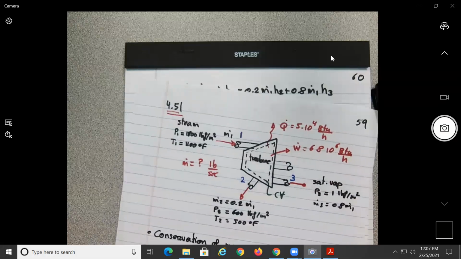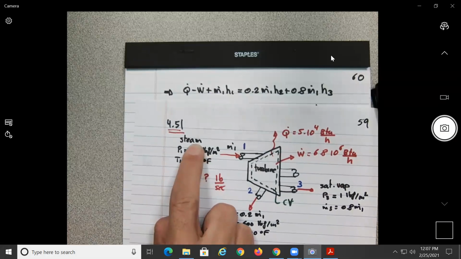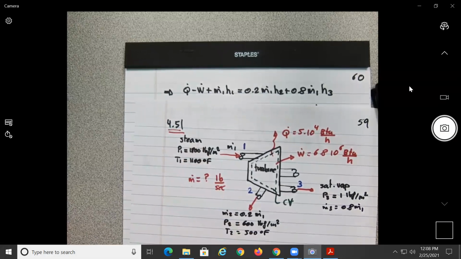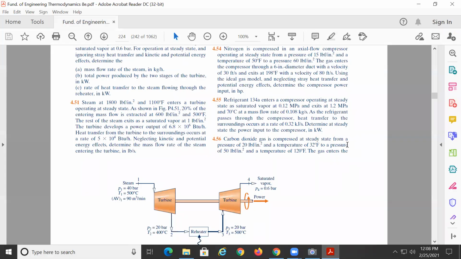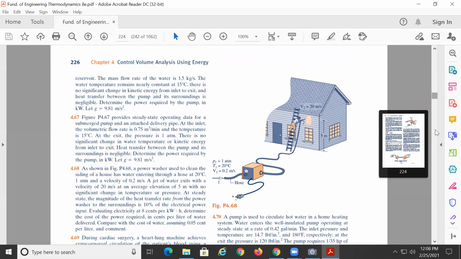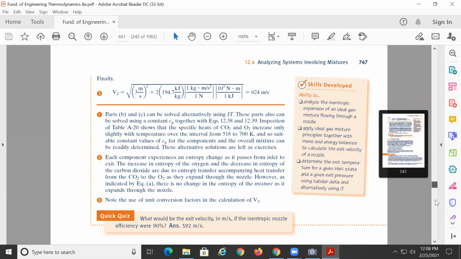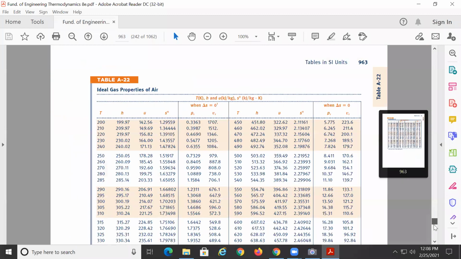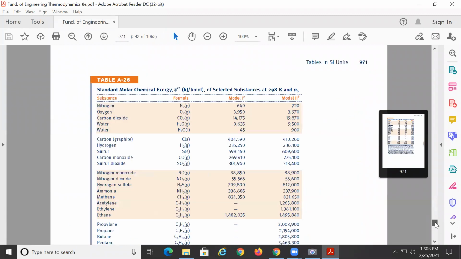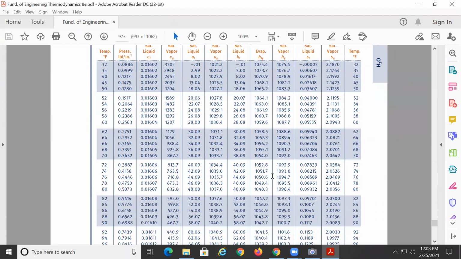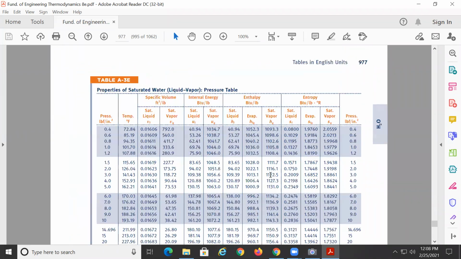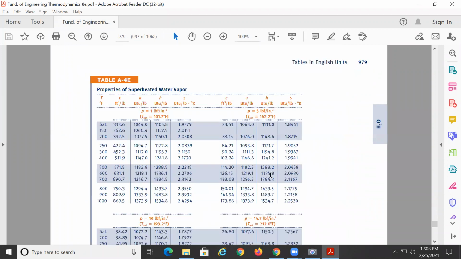In this one we know multiple things. We know it's steam, we know the pressure, we know the temperature, no? Okay? So that means that probably we need to go to the saturated vapor tables in English units. So it will be the light blue one, table A4E, if I remember right. So A4E, A3E, properties of superheated water vapor. Okay? All right.